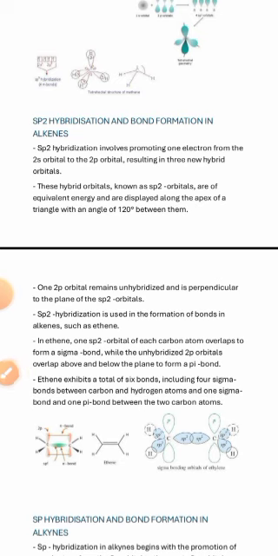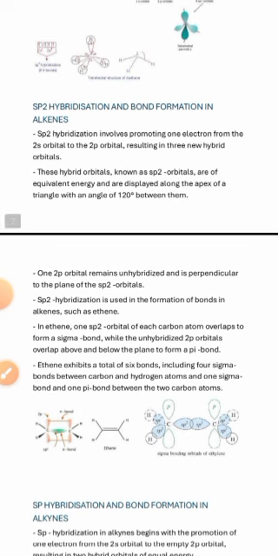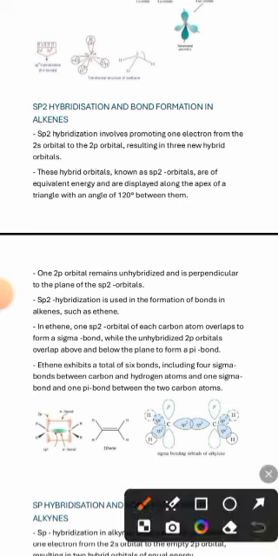In ethene, one sp2 orbital of each carbon atom overlaps to form a sigma bond. The overlapping of the sp2 orbitals forms a sigma bond with itself and with hydrogen, while the unhybridized 2p orbitals overlap above and below the plane to form a pi bond. Like now, this is the ethene molecule, with a double bond, and we have two hydrogens bonded to it.